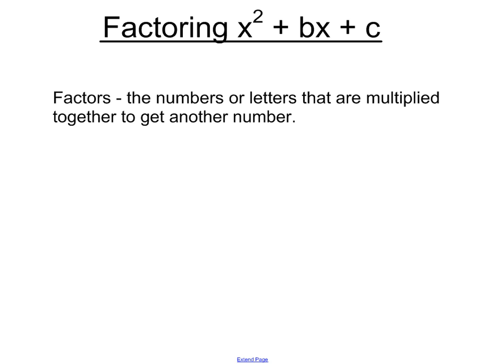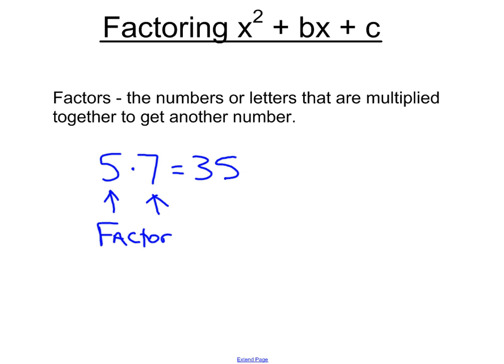Now, one of the first things that you have to know in order to be able to factor is what a factor is. Factors are the numbers or the letters that are multiplied together to get another number. One of the things that this assumes is that you know what factors are, so let's quickly focus on factors. If I have 5 times 7, that equals 35. The two numbers that were multiplied together to get 35, our 5 and our 7, are called factors.